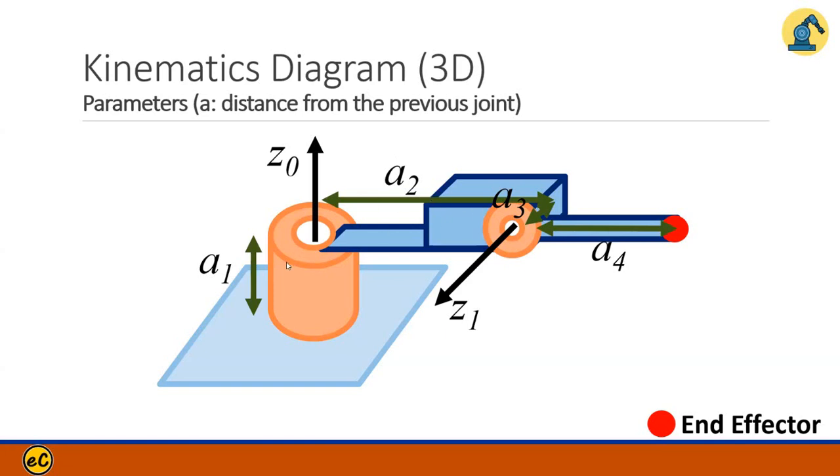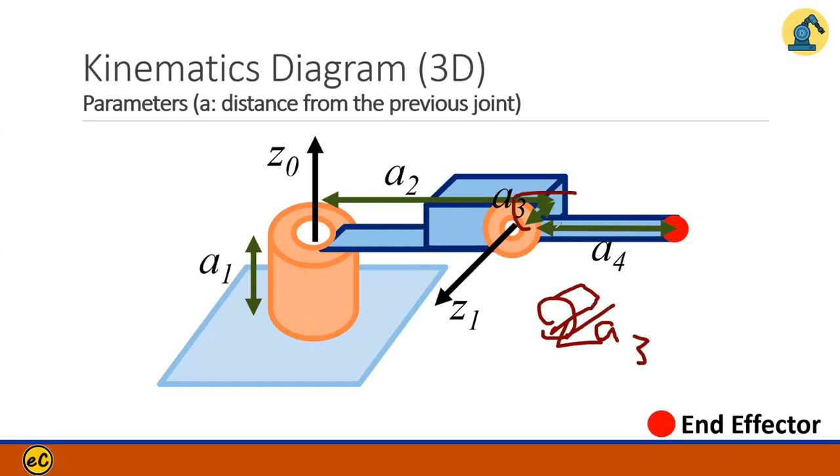A numbers are the so-called link length. Link length means how much offset you have from the base of this rotor to here. This is A1. A2 is from this point to the second point. Then there's A3. If you have a rotor, A3 is how much is going out this way. This one doesn't show it well.